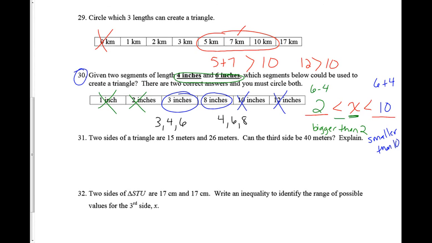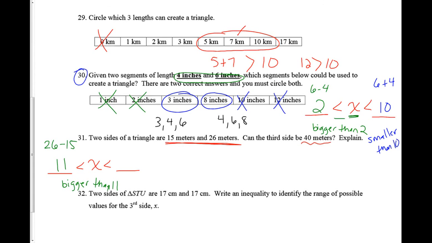Number 31, there's two different ways to solve that one. I'm going to use the range of values method. So if I have these two sides already, the question is, can the third side be 40 meters? Well, I'm going to do exactly what I just did. So for the first one, I'm going to subtract the two numbers, and 26 minus 15 is going to give me 11, which means that the third side must be bigger than 11.